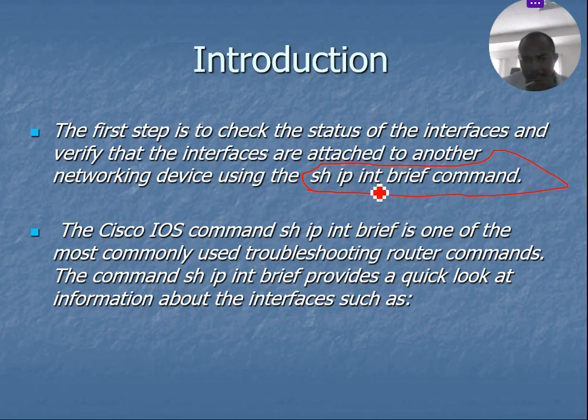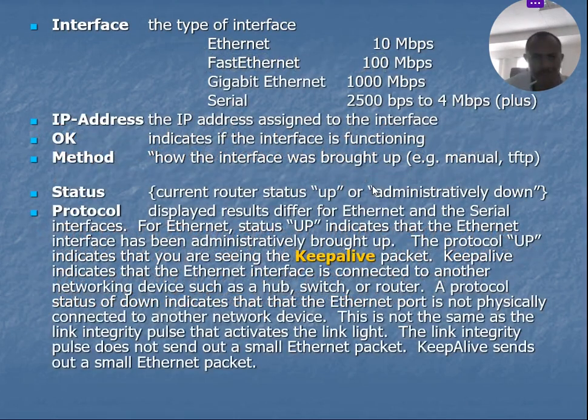The command show ip interface brief provides a quick look at information about the interfaces. Let's itemize some of the things it can show. First, it shows you all the interfaces that you have on your router.